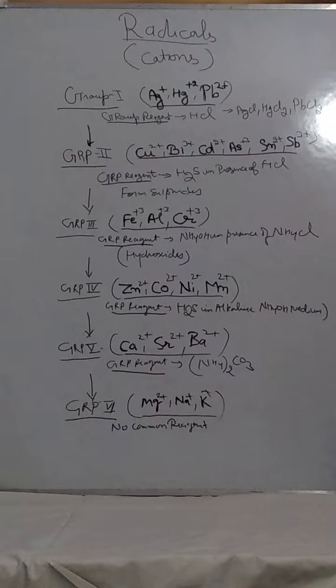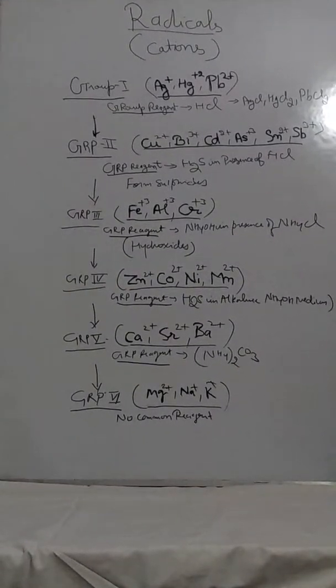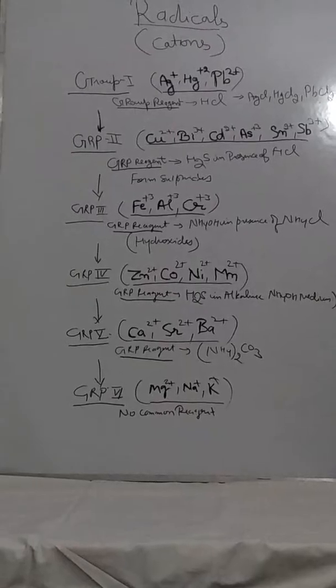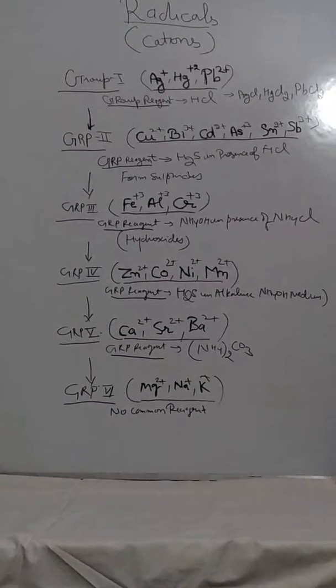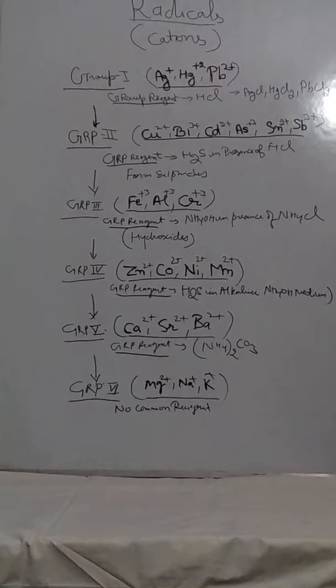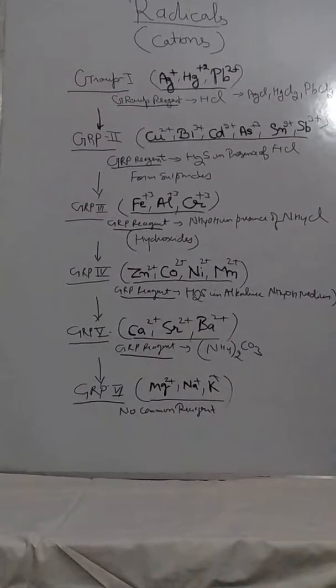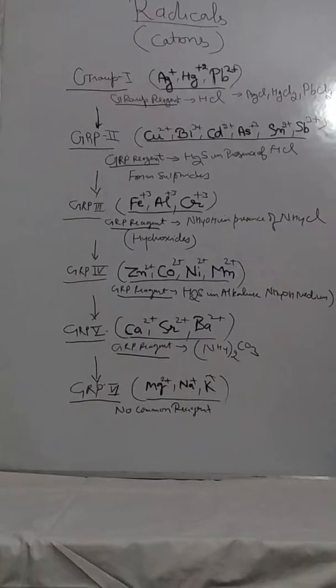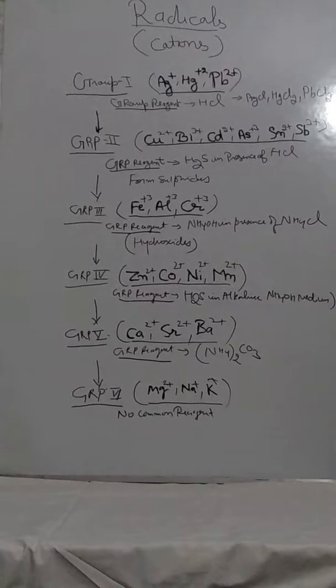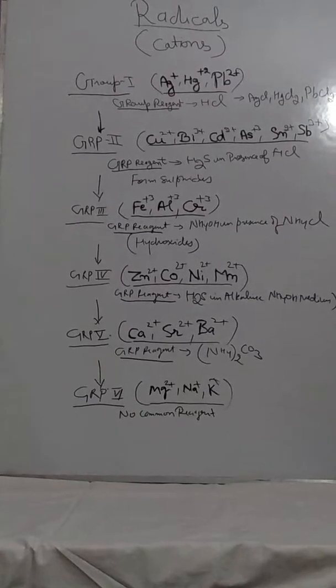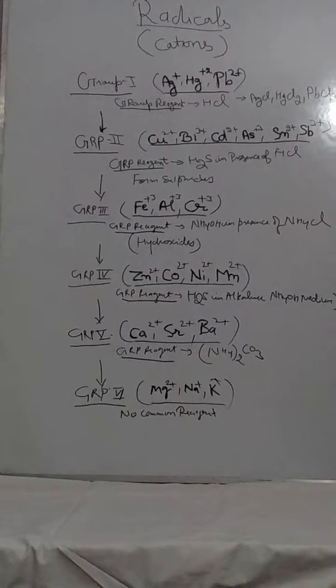The group reagent for group 5th is ammonium carbonate in presence of ammonium chloride and ammonium hydroxide. Group 5th is constituted by calcium, strontium and barium. When we add ammonium carbonate, calcium carbonate is formed if calcium is present; if strontium is present, it will form strontium carbonate, and if barium is present, it will form barium carbonate, and they will be easily precipitated out.